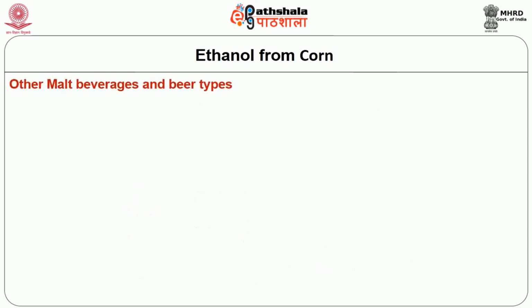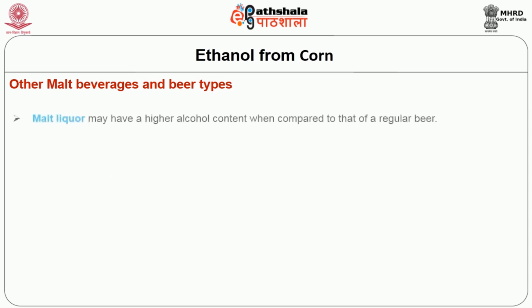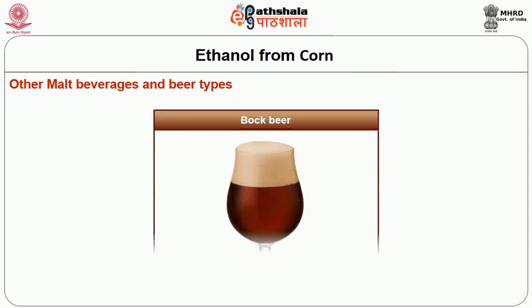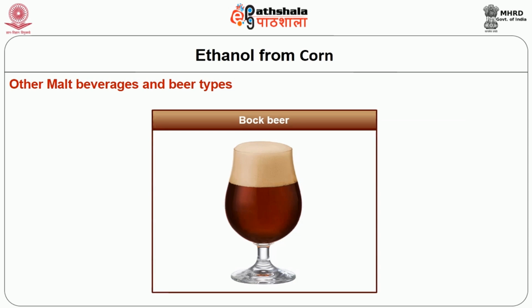There are other malt beverages and beer types. Variations in malt beverages are determined by several factors such as alcohol content, concentrations of the malt and hops used, length of aging, initial total solids used, the sugars which are present during and after fermentation, and the temperature of the fermentation. Malt liquor may have a higher alcohol content when compared to that of a regular beer. Bock beer is a very dark beer with a higher alcohol content. Brewing involves the addition of higher concentration of malt and hops followed by longer aging.